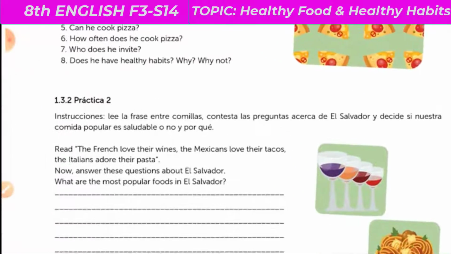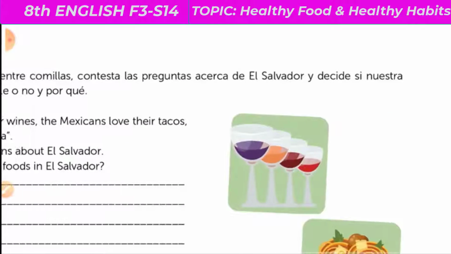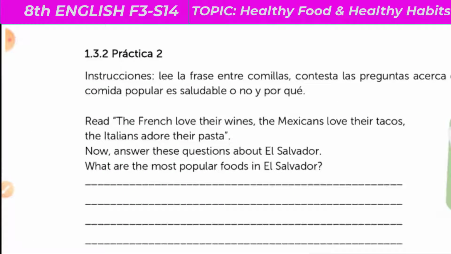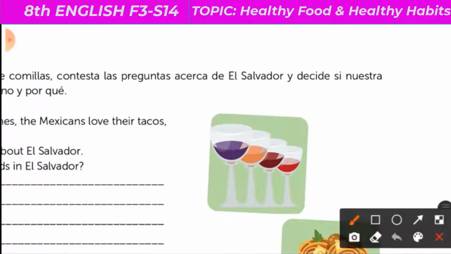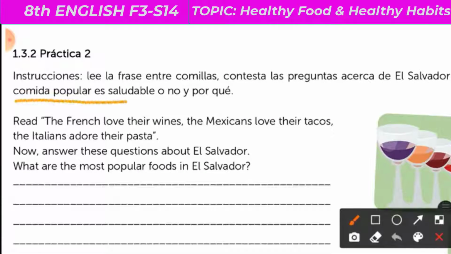Practica 2. Instrucciones. Lee la frase entre comillas y contesta las preguntas acerca de El Salvador y decide si nuestra comida es saludable o no y por qué. Attention. Lee las preguntas, contesta las preguntas acerca de El Salvador y decide si nuestra comida popular es saludable o no y por qué. So, aquí tenemos la frase entre comillas.